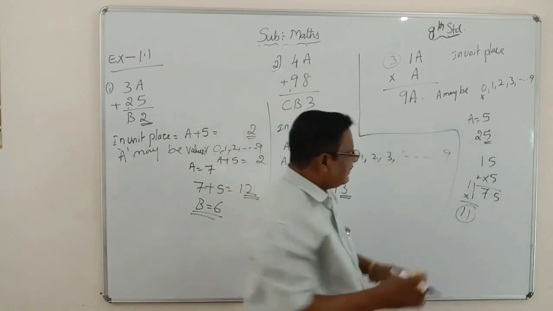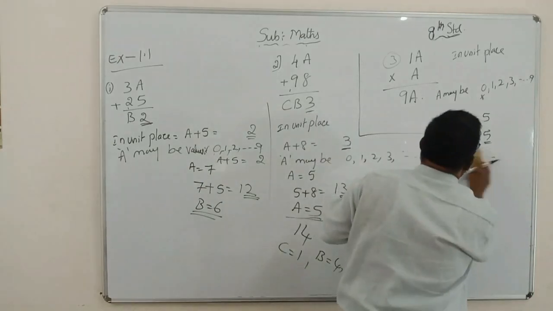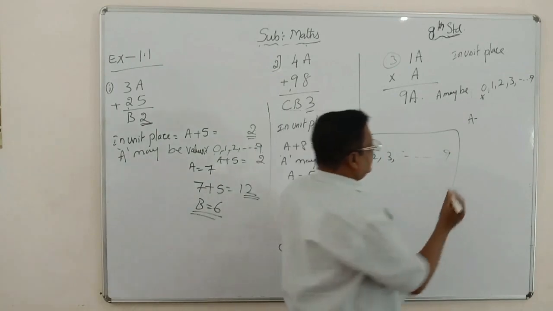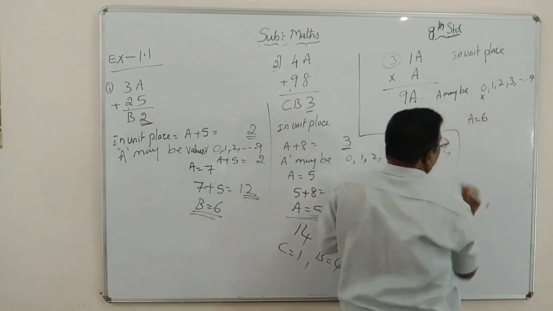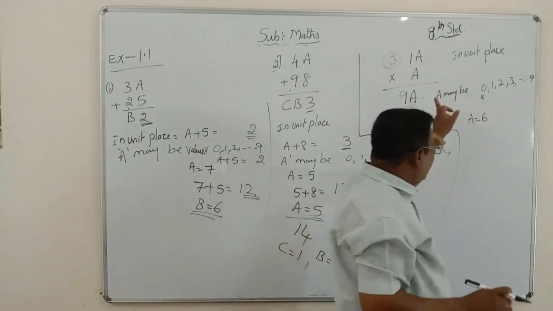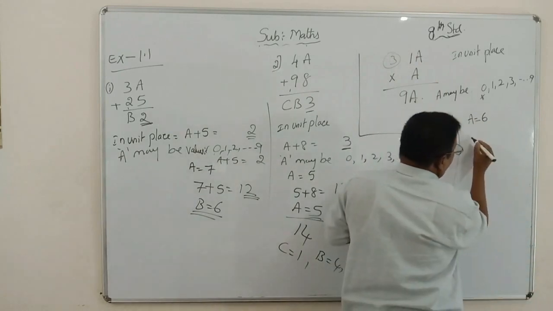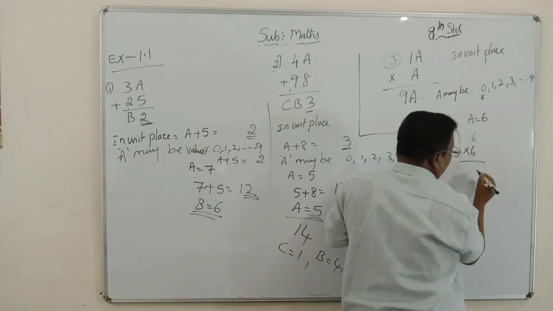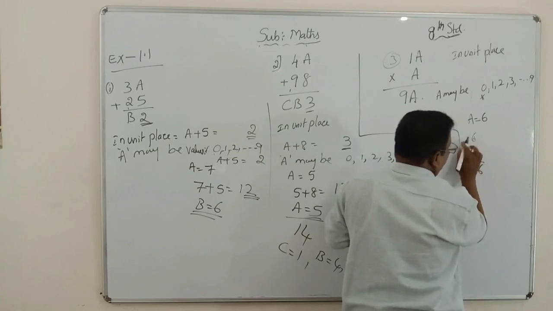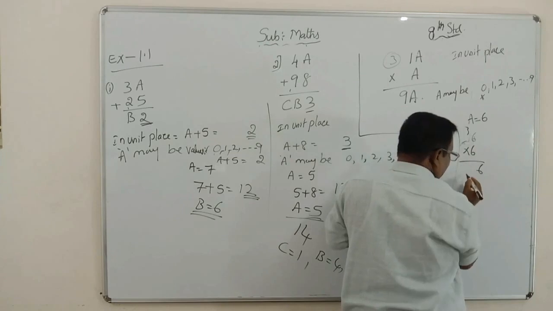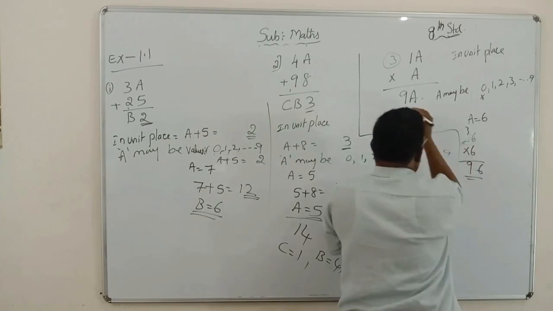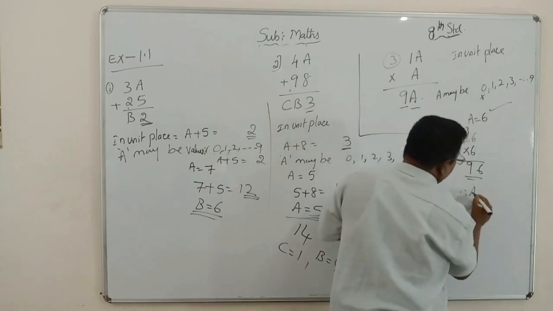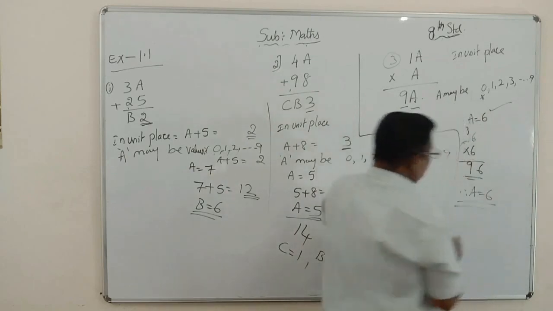Next, suppose A is equal to 6. See, A is equal to 6. 6 6s are 36. Same A comes. 6 6s means 6 into 6, 36. 3 carry. 6 1s are 6 plus 3, 9. Here 9 is there. Here A is there. Therefore, A is equal to 6 is the correct value.